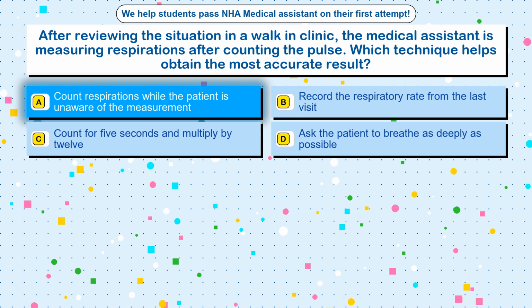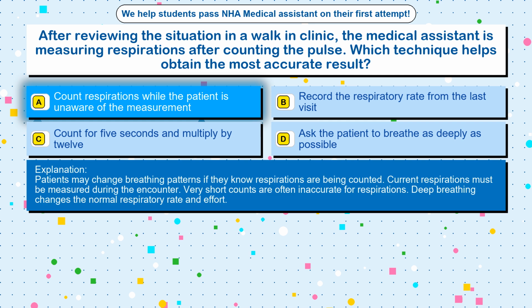The correct answer is option A. Count respirations while the patient is unaware of the measurement. Patients may change breathing patterns if they know respirations are being counted. Current respirations must be measured during the encounter. Very short counts are often inaccurate for respirations. Deep breathing changes the normal respiratory rate and effort.